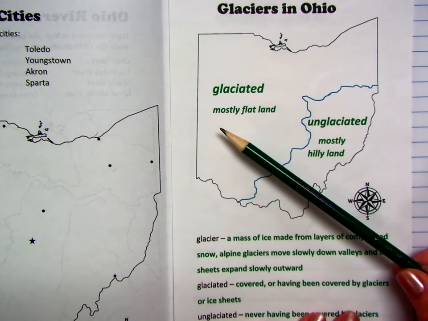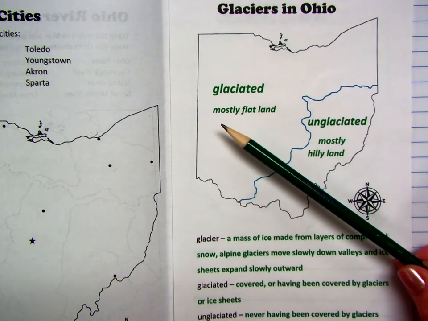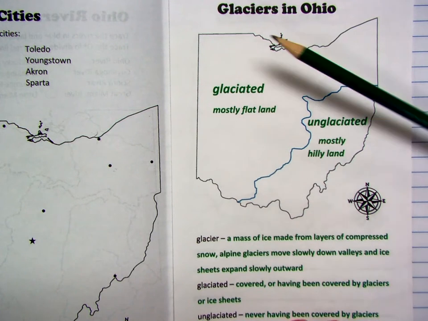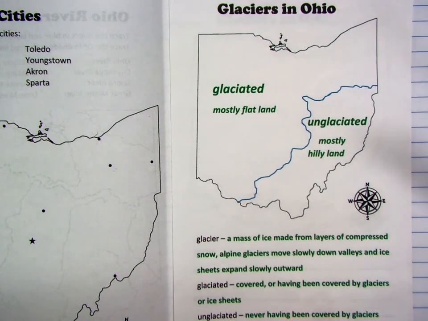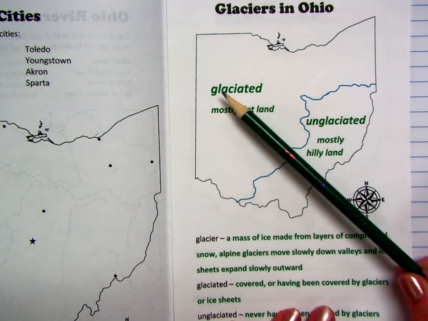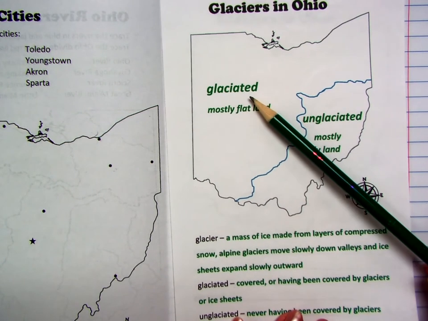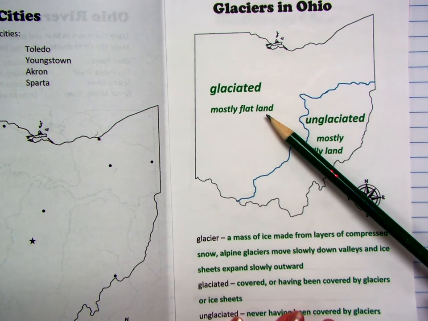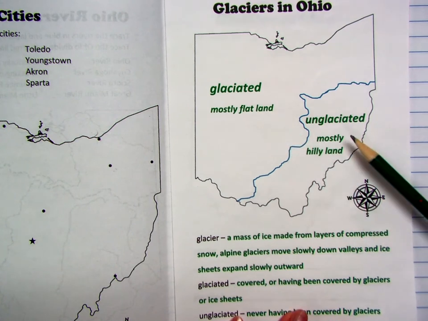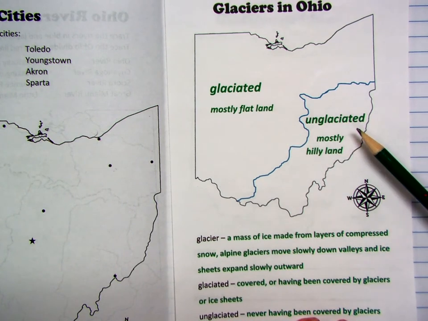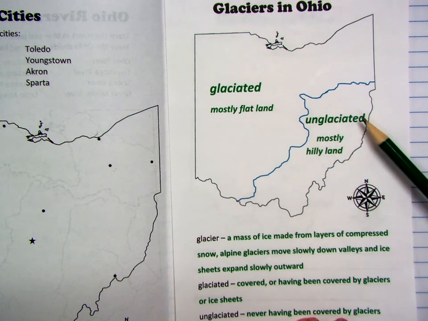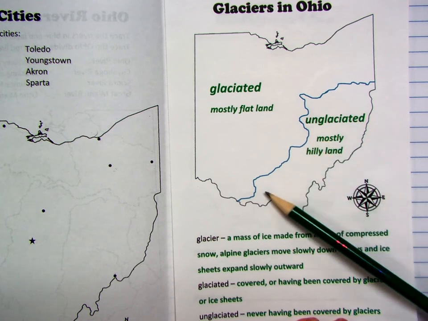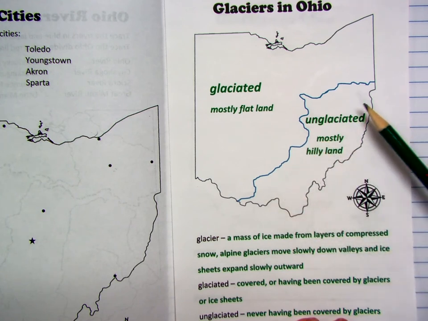So glaciated means covered by glaciers at one time. And when the glaciers covered it, they flattened it out like a bulldozer or a steamroller. As those glaciers dragged down across Ohio, they smoothed off a lot of the land. So you're going to label this section glaciated, mostly flat land. Unglaciated means it was not covered by glaciers, so you're going to label this section unglaciated, mostly hilly land, because this part of Ohio was not smoothed out by glaciers pressing over it.